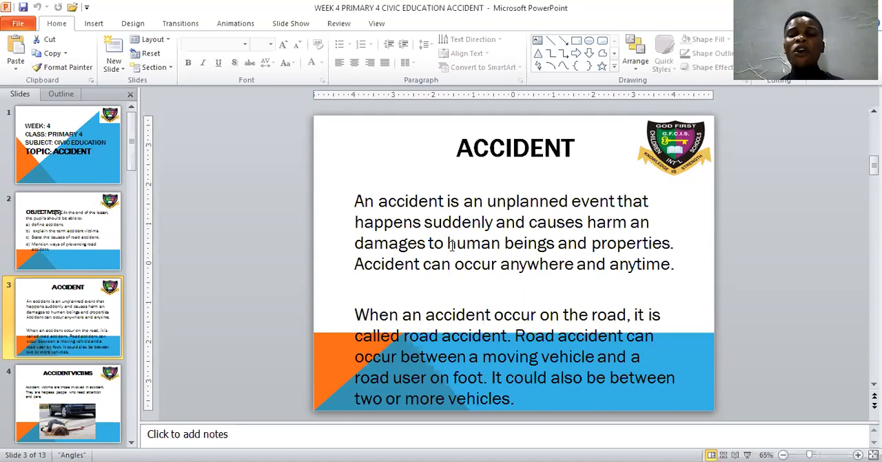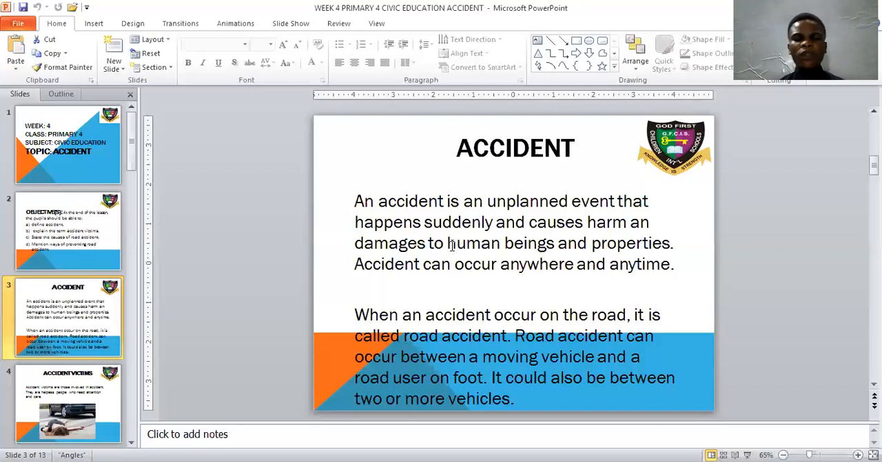Accident occurs anywhere. On the road, in the house, in the church, in the mosque, in anywhere you can think of. Accident happens in the bedroom, in the toilet, in the kitchen, in the dining room, anywhere people stay, accident happens there. And at any time, it happens anytime. There is no particular time set aside for accident. Accident can occur anytime and any moment.